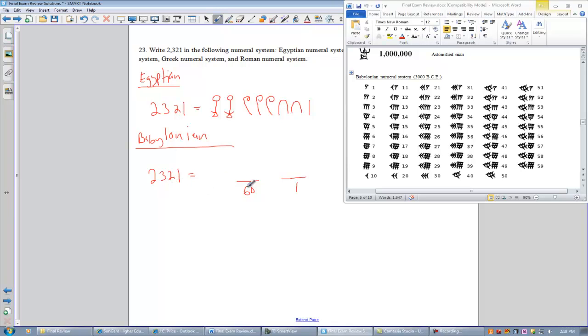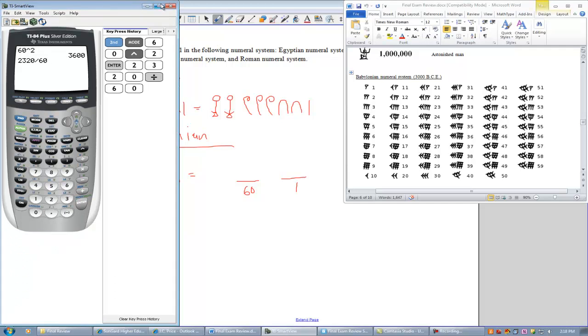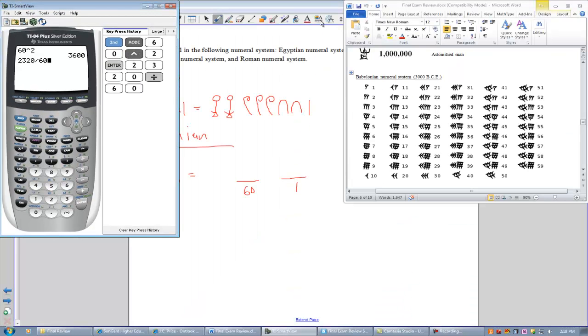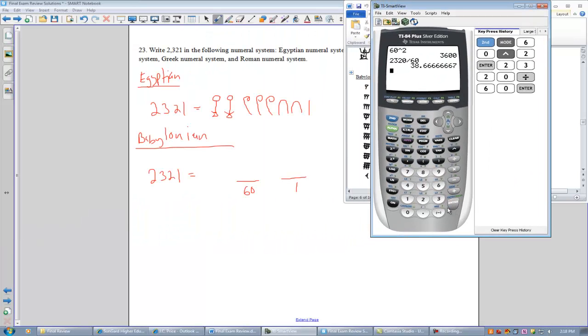And so first we have to figure out how many 60s go into 2,321. So I'm going to use my calculator again. 2,321 divided by 60. And let's just move this over. All right, so what does that equal to? So hit enter. And I get out 38.6 blah blah blah. Oh no, 2,321. I don't know why I didn't do 21. Divided by 60, and you're still going to get 38. So 38 60s will go into 2,321.